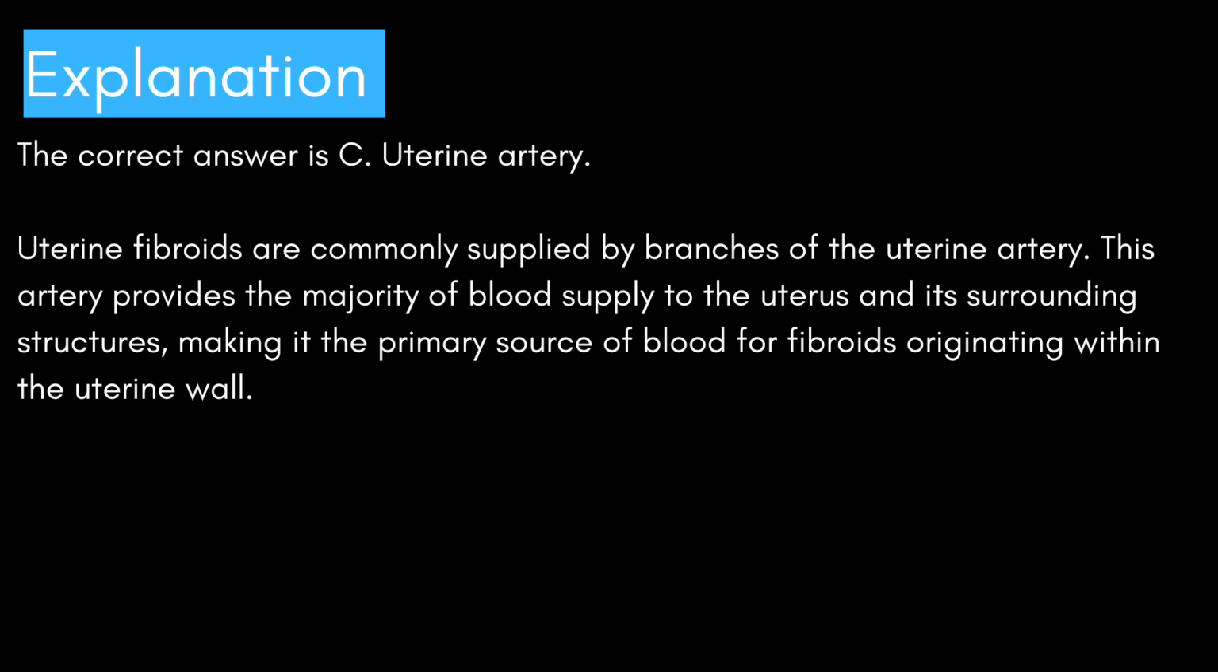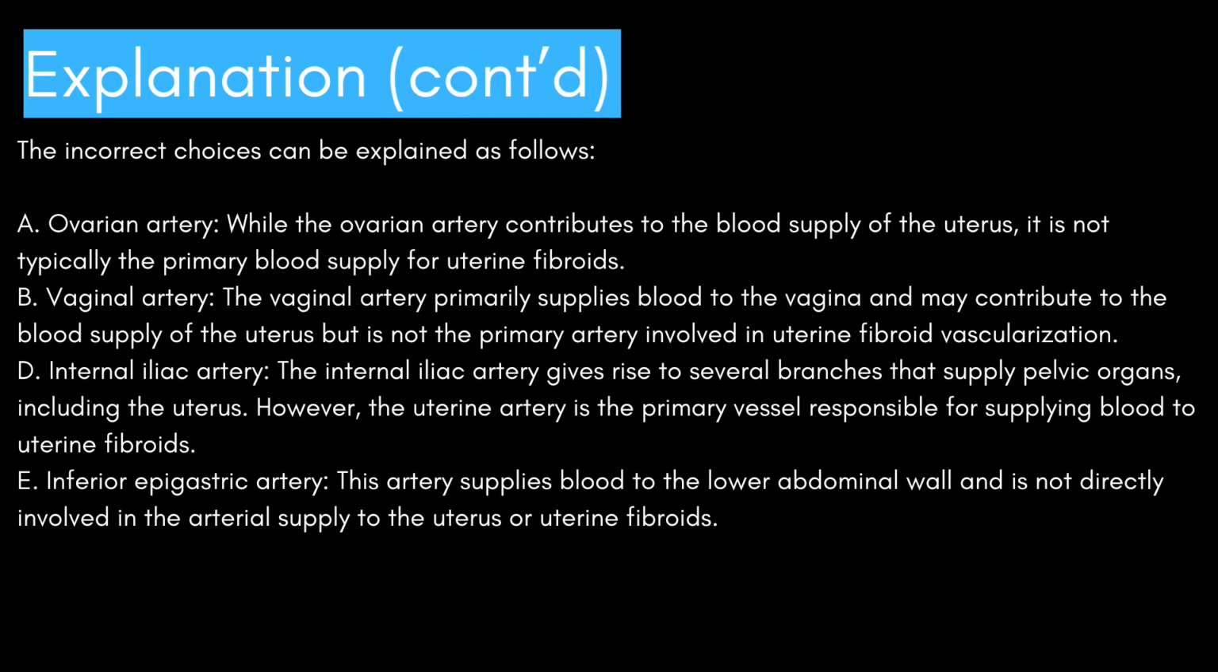All right, let's go ahead and see why the other answer choices are incorrect. The incorrect choices can be explained as follows. A, ovarian artery. While the ovarian artery contributes to the blood supply of the uterus, it is not typically the primary blood supply for uterine fibroids.